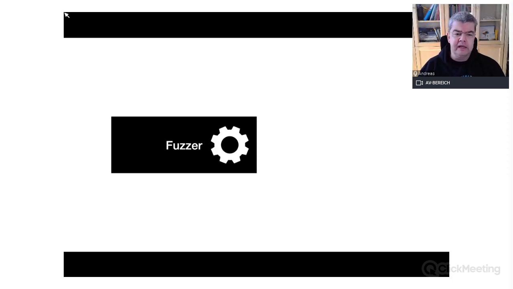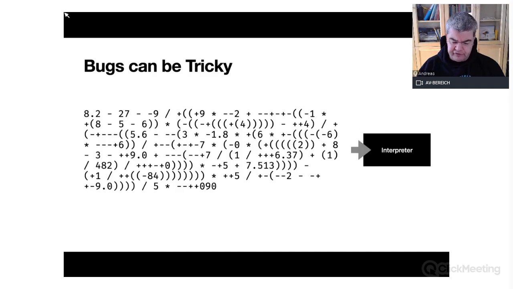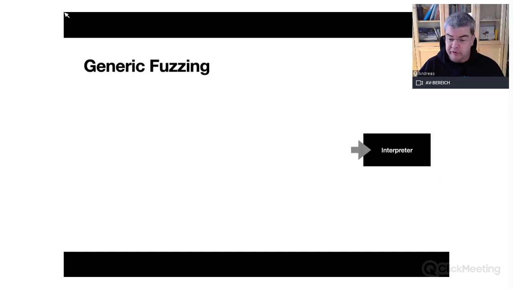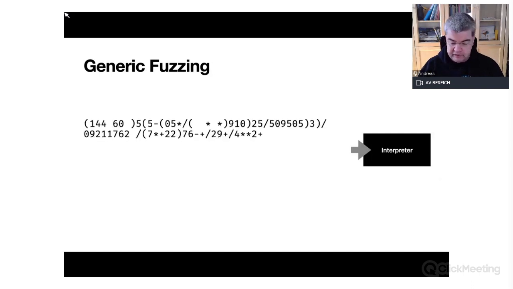And that is mainly because some bugs can be very tricky. You have a program, say an interpreter, and you feed it some complex input, and this complex input then creates a failure. If you try to replicate such a bug with a regular fuzzer, the fuzzer is simply going to throw random characters, random characters that somehow look like an arithmetic expression to the program. But the problem is that most of these will actually be invalid. And since they are invalid, the interpreter is simply going to say, okay, this is not valid, I'm not going to reproduce any of these bugs.